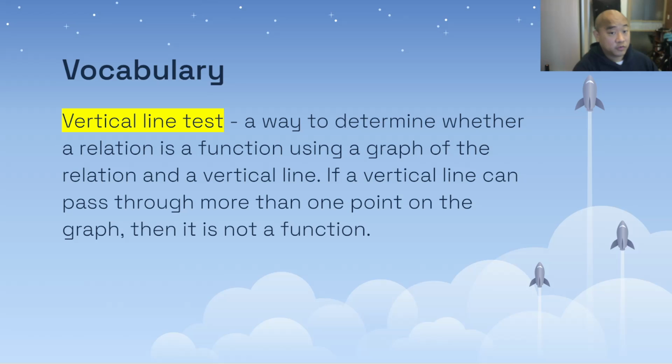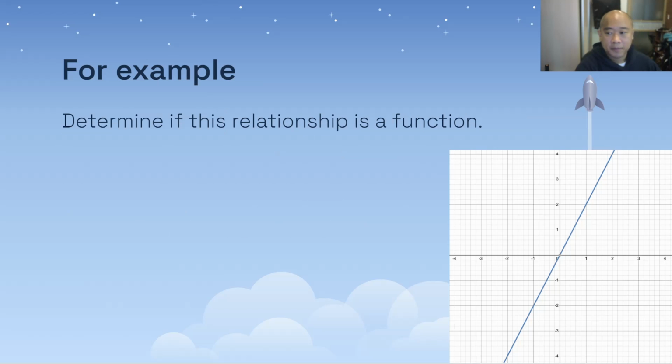There's this other thing called a vertical line test. If you have a graph, you can use this test to see if the relationship is a function. And so it's just easier to look at an example to describe this. Let's see if this is a function. Let's look at this relationship here.